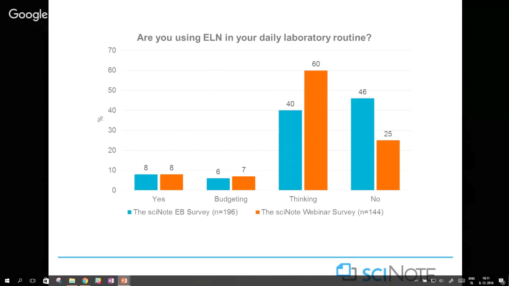So more and more every day, scientists have problems with digital data management, and they're looking for solutions on the market.